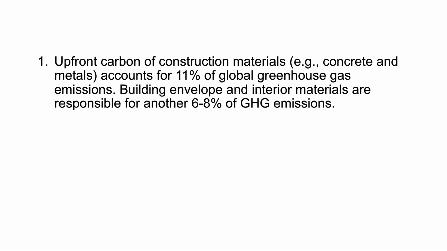The first reason is that the upfront carbon of materials used in construction, such as concrete and metals, is responsible for 11% of greenhouse gas emissions globally, according to the United Nations Environment Program data. Building envelope and interior materials are estimated to be responsible for roughly another 6 to 8%.